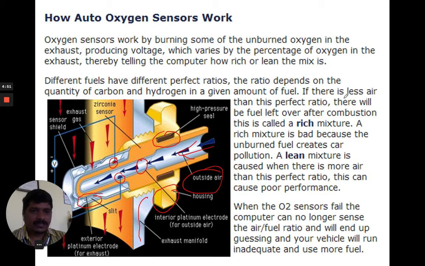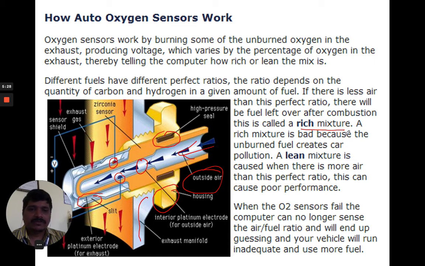If there is less air than this perfect ratio, there will be fuel left over after combustion. This is called a rich mixture. I hope you are understanding this point. A rich mixture is bad because this unburnt fuel creates car pollution.